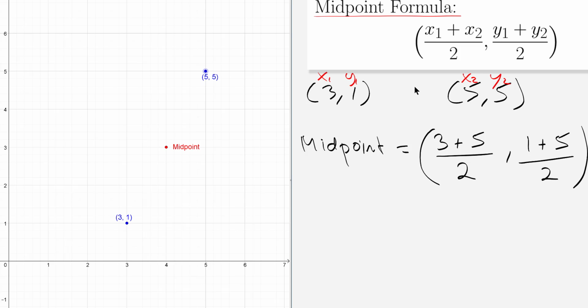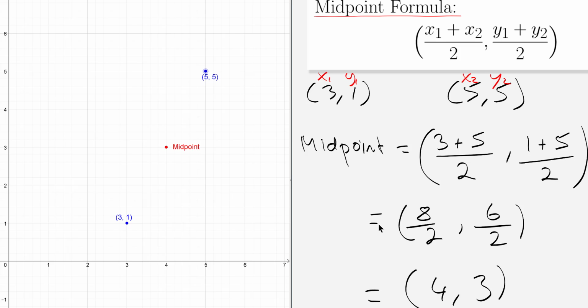Then it's just a case of working through this. Our midpoint is, 3 plus 5 is 8 over 2, comma, 1 plus 5 is 6 over 2. So our midpoint, therefore, is the point (4, 3). We can see here on the left, the midpoint of (3, 1) and (5, 5) is the point (4, 3).